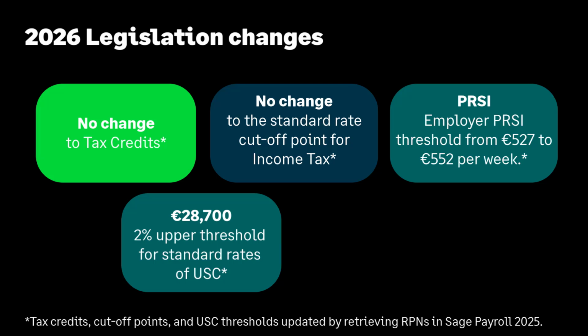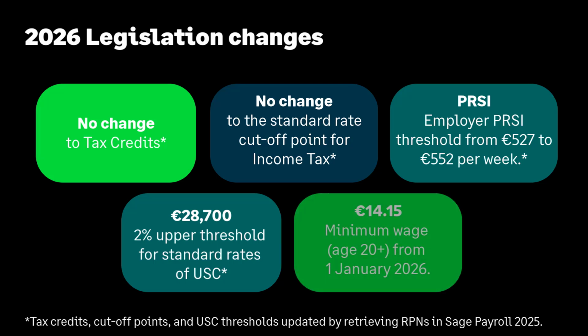All changes to cutoff rates, tax credits, USC, and any PRSI exemptions will be automatically applied in the program on retrieval of the RPN from Revenue. In 2026, minimum wage will increase to €14.15 per hour for ages 20 and above. Ensure you check the relevant minimum wage bands for your employees, and if required, amend payment rates within the Edit Pay section of Payroll to take into account the hourly rate for this year.